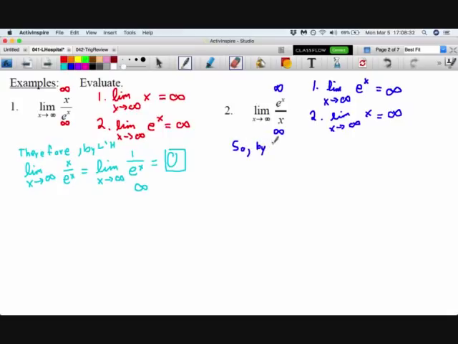by L'Hopital's, the limit we started with as x approaches infinity, e to the x over x, equals this limit. Take the derivative of e to the x, you get e to the x over 1. And we try the limit again. The bottom's not changing. The top's going to infinity. Infinity over 1 is not indeterminate. 1 over infinity is not indeterminate.